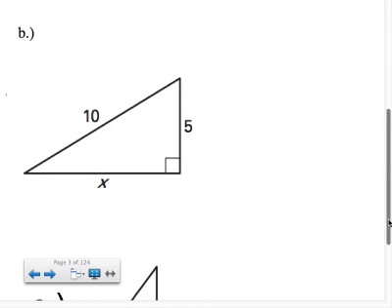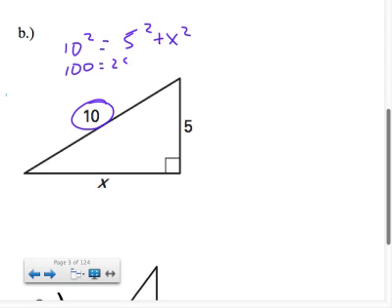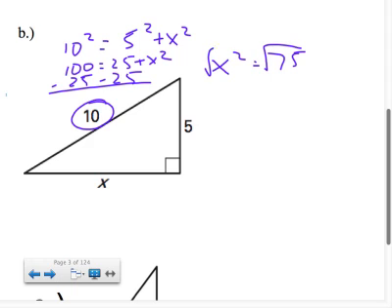In part B, the initial setup should be, right, this is your hypotenuse, so 10 squared equals 5 squared plus x squared. This is 100, 25, and x squared, so you subtract your 25. And so what you end up with is x squared equals 75. And then take the square root of both sides. So x equals the square root of 75. And at this stage of the game, you should understand, if I don't tell you to round it, you should leave it as square root 75.